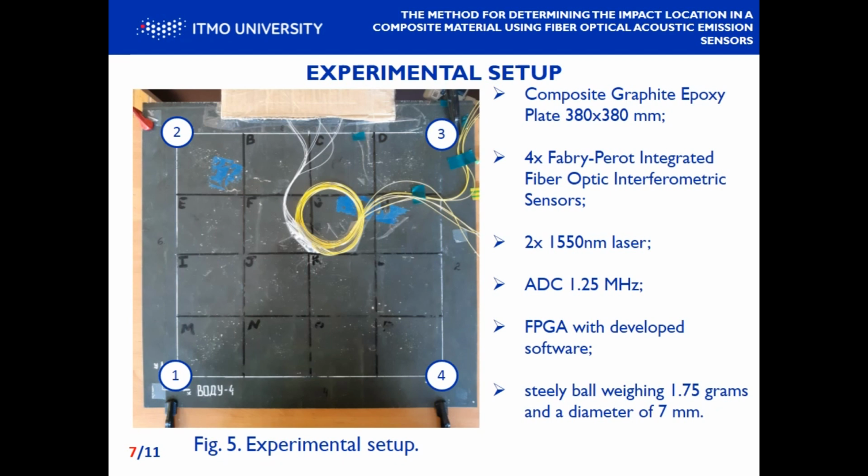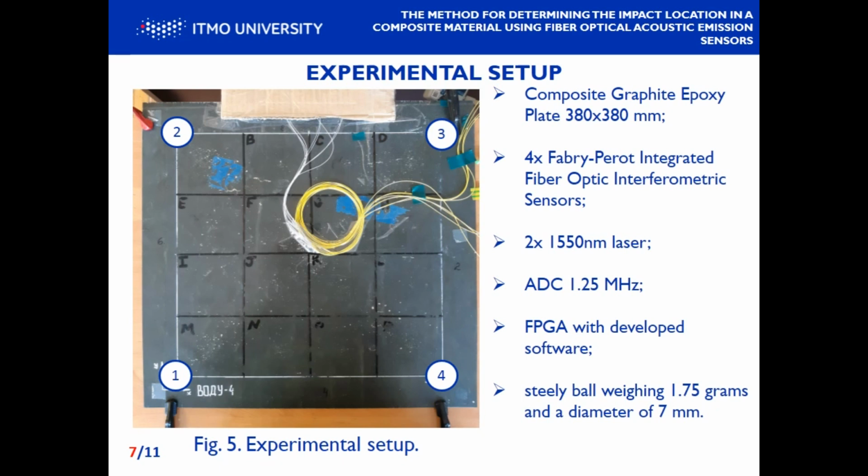The experimental setup itself consists of 4 Fabry-Perot fiber-optic interferometric sensors, a composite graphite epoxy plate, 2 optical sources with a 1550 nanometer central wavelength, an analog to digital converter with a sampling rate of 1.25 MHz, a programmable logic integrated circuit, and a steel ball weighing 1.75 hundredths of a gram. This setup, developed according to the proposed method, was experimentally investigated.